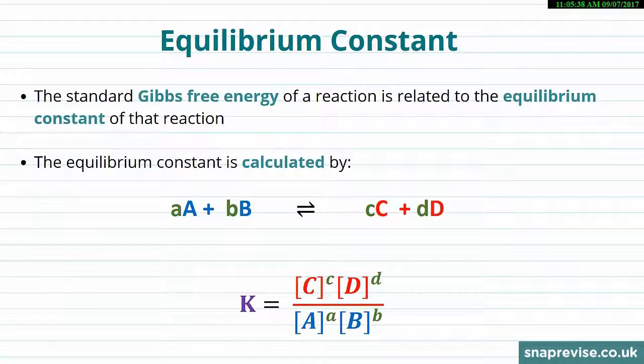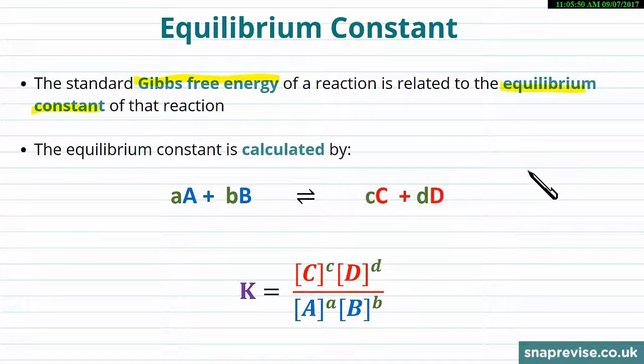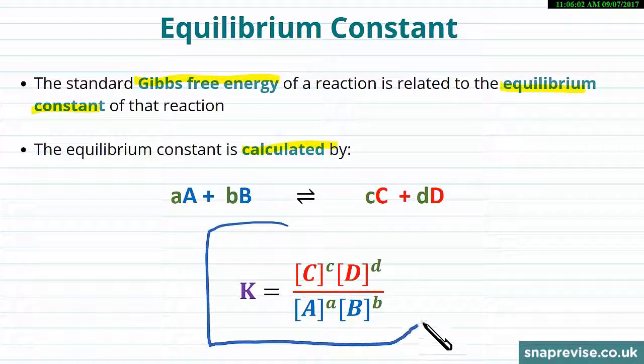So in this video we're going to be talking about how the Gibbs free energy is related to the equilibrium constant, and we've got individual videos on both of these concepts. However, we're going to briefly recap what the equilibrium constant is, so you don't have to go away to remind yourself of that. The equilibrium constant is calculated by the equation given below for K.